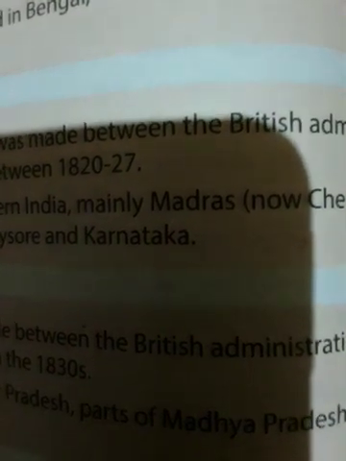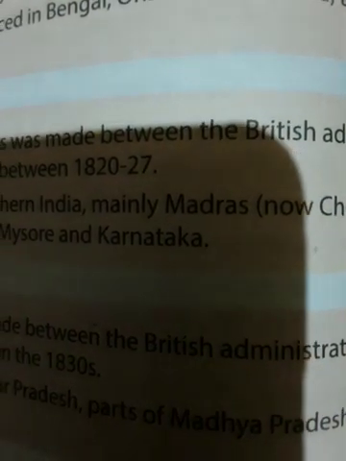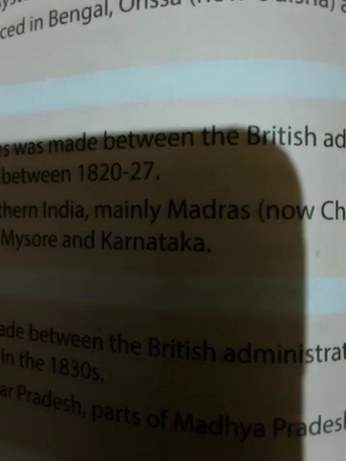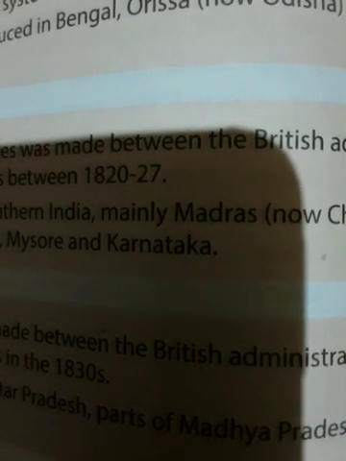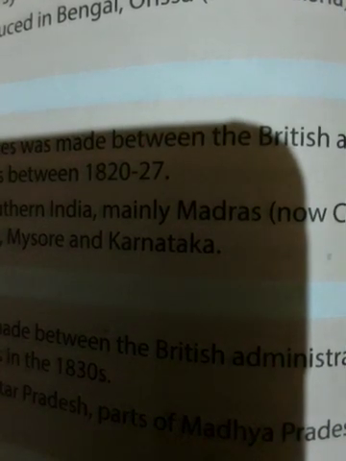Zamindars had to pay a fixed revenue to the British every year on a scheduled date. So the company could not make any further demands on the Zamindar. However, if the Zamindars failed to pay the land revenue on time, the British took their land and sold it.